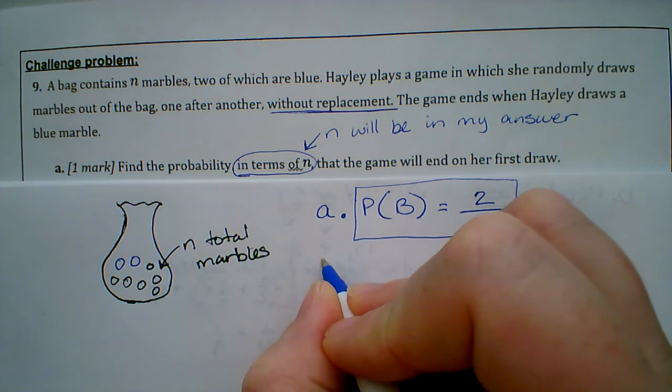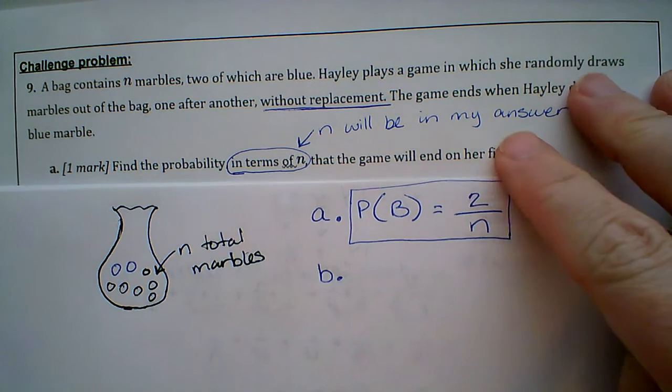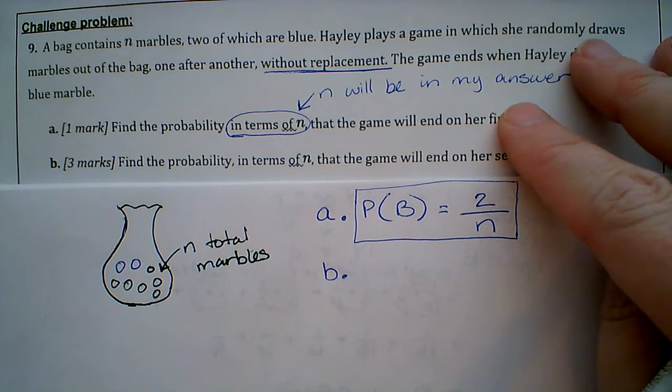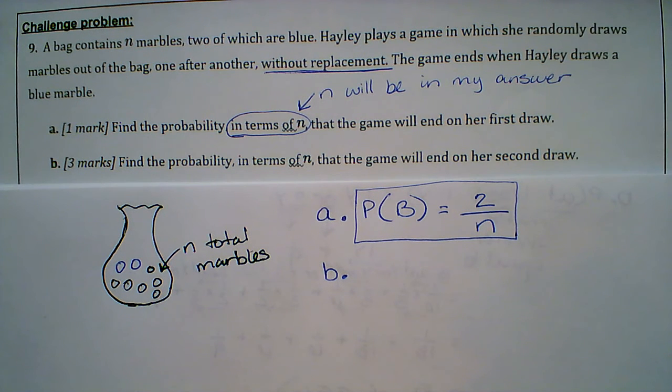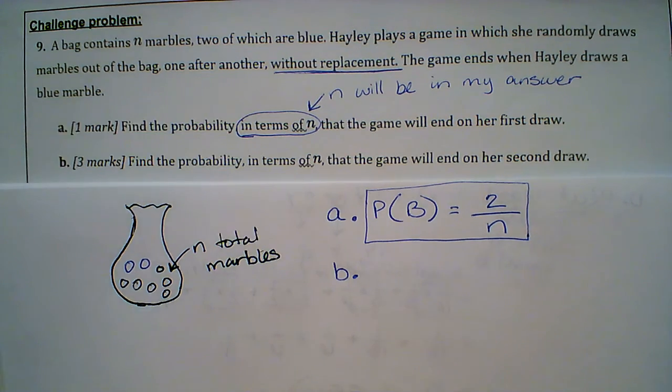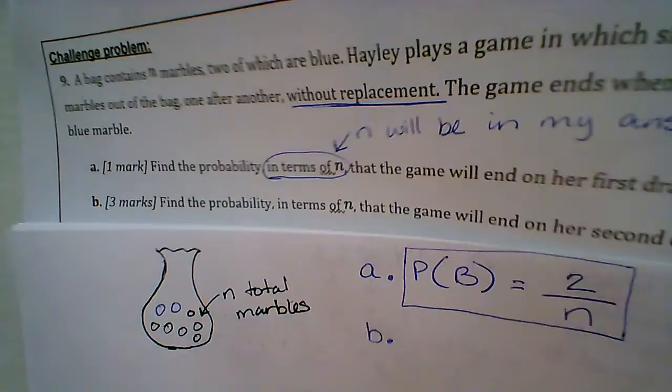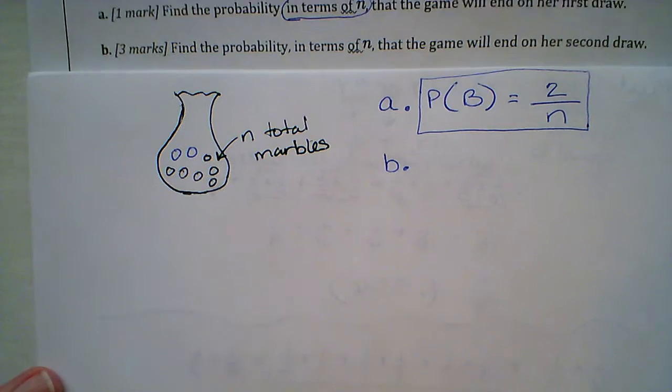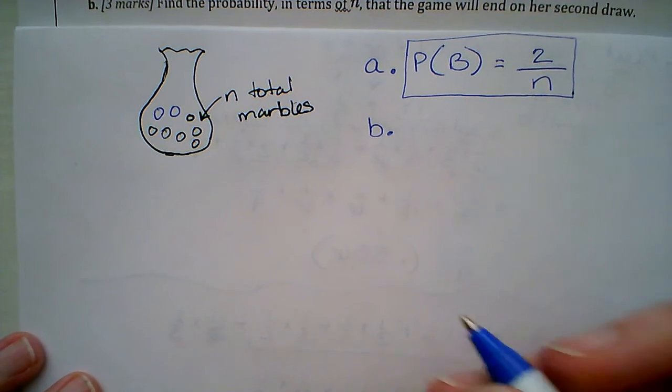Okay, so let's take a look at part B. Part B says find the probability, again in terms of n, so I know n will be in my answer, that the game will end on her second draw. Now I've got to think about what's going to have to happen here. In order for the game to end on her second draw, she's going to have to draw a blue marble. I could do this using a tree diagram if I want to. So let's think about how we could set this up using a tree diagram.